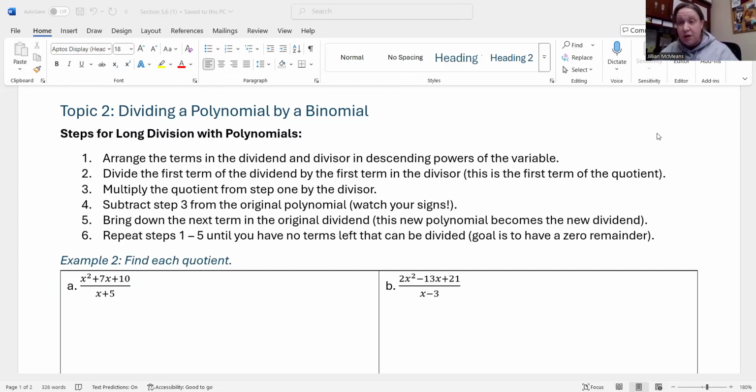Topic 2 is where we start our discussion on dividing a polynomial by a binomial. And I am going to split this into three separate examples.